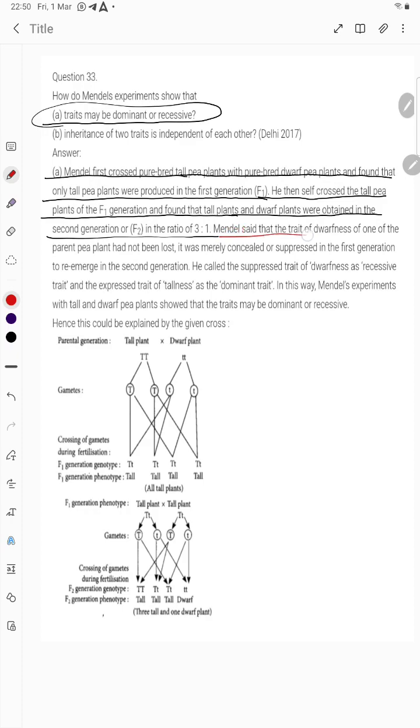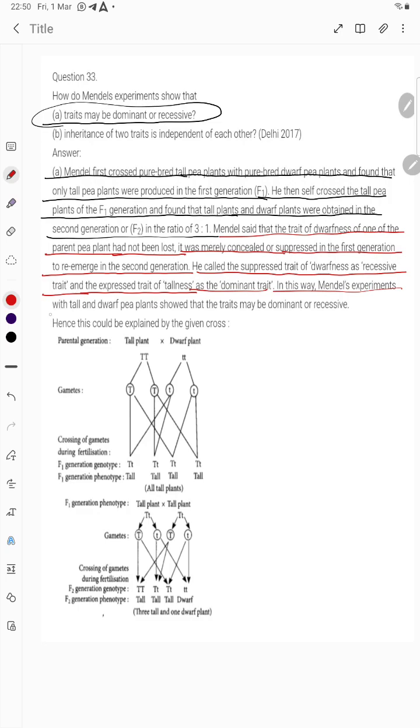Mendel said that the trait of dwarfness of one of the parent pea plants had not been lost. It was merely concealed or suppressed in the first generation, to re-emerge in the second generation. He called the suppressed trait of dwarfness a recessive trait and the expressed trait of tallness a dominant trait. In this way, Mendel experimented with tall and dwarf plants, so that traits may be dominant or recessive.